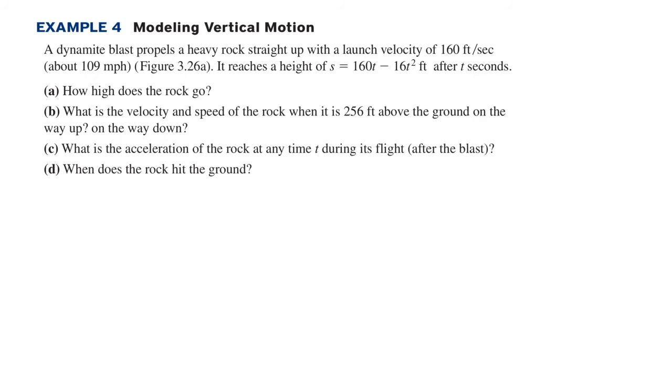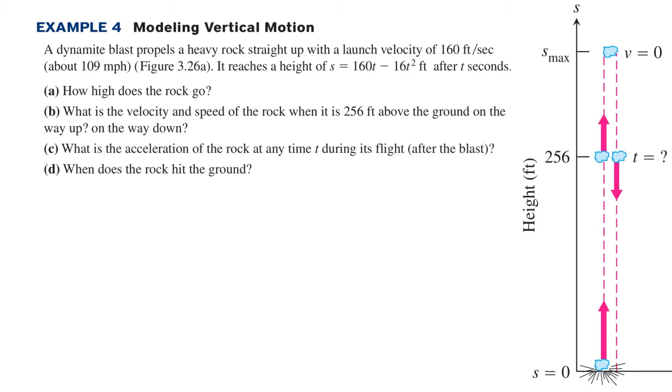So we know a few things. How high does the rock go? What is the velocity and speed of the rock when it is exactly 256 feet above the ground on the way up and on the way down? What is the acceleration of the rock at any time t during its flight after the blast? And can we figure out when the rock will hit the ground? So here is a diagram of what is happening with this rock. You can see it's going up and then coming back down.